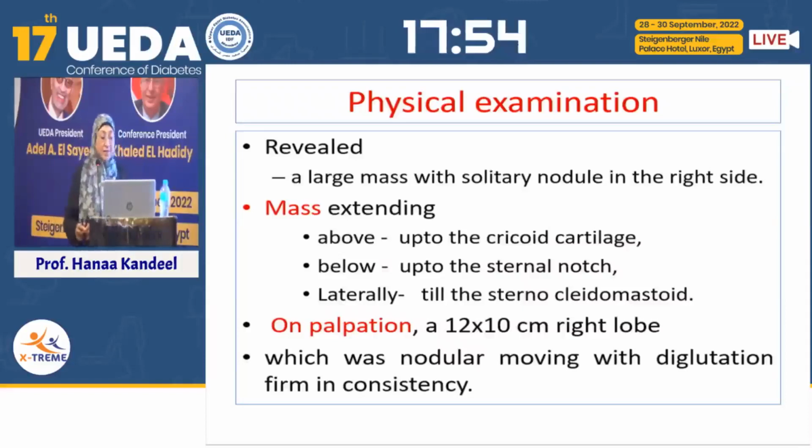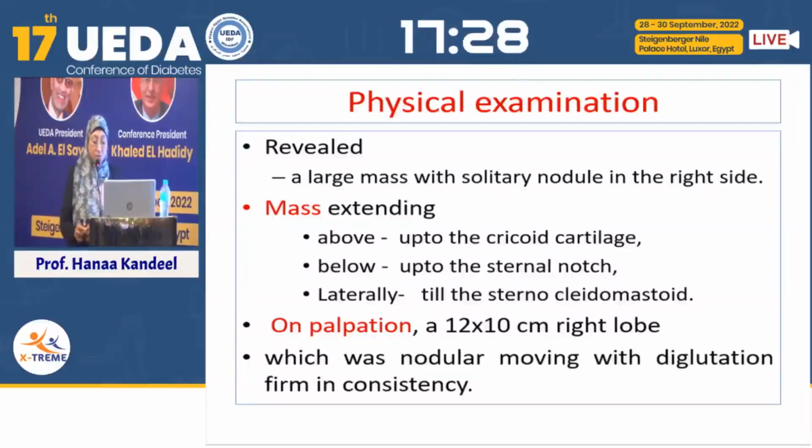Regarding physical examination, a large mass with a solitary nodule was present in the right side. The mass extends from above up to the cricoid cartilage, below into the sternal notch, and laterally to the sternocleidomastoid, and by palpation it's 12 by 10 centimeters. This means it's a large mass, and we must look deeply into this mass.